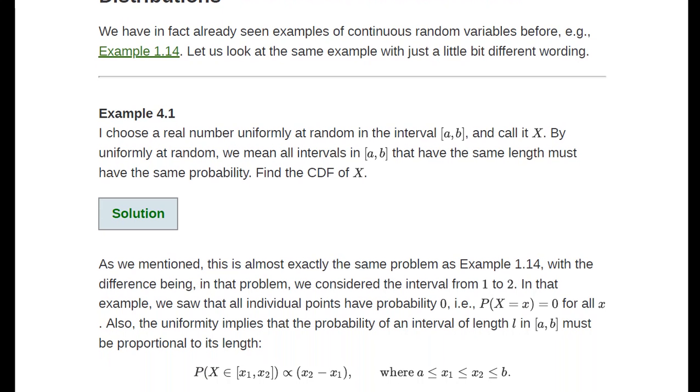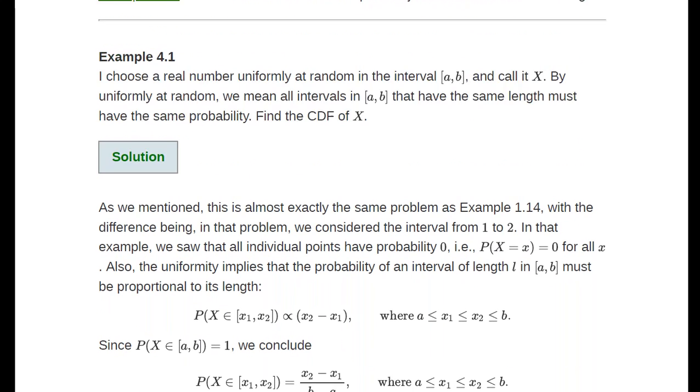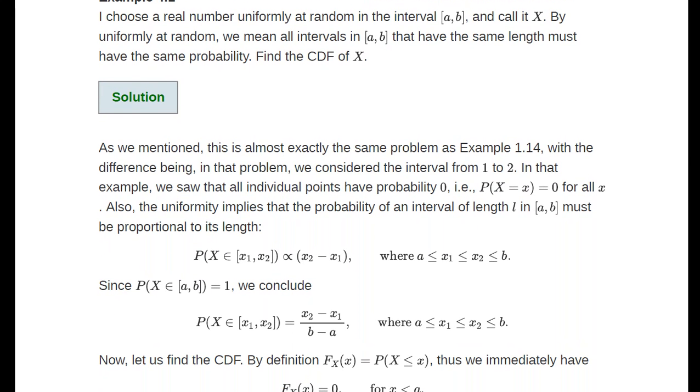We have in fact already seen examples of continuous random variables before. Let us look at the same examples with just a little bit different wording. Suppose you choose a real number uniformly at random in the interval [a, b] and call it X. By uniformly at random, we mean all intervals in [a, b] that have the same length must have the same probability. Find the CDF of X.